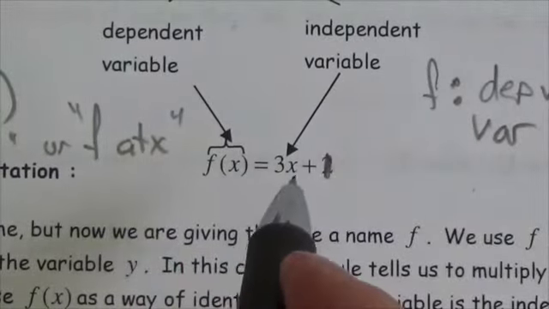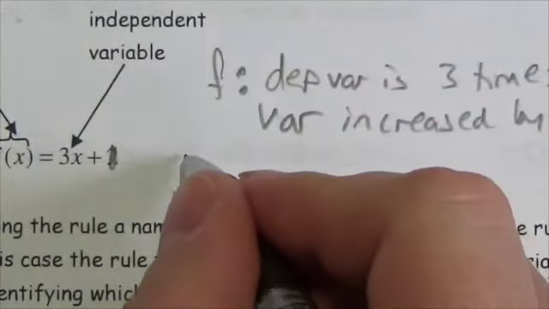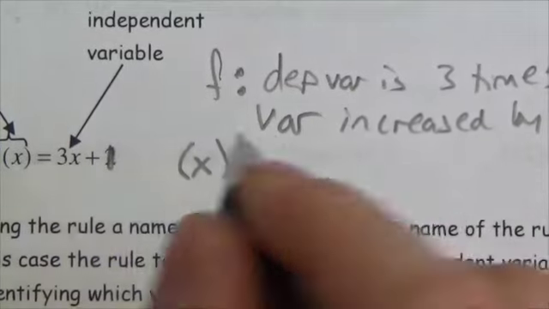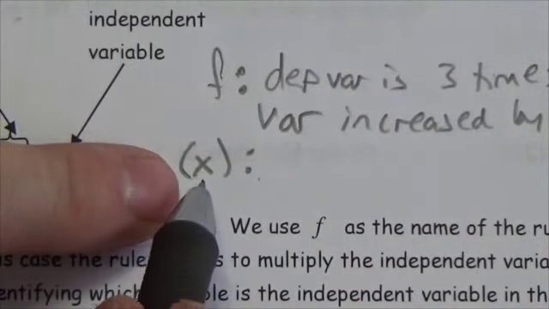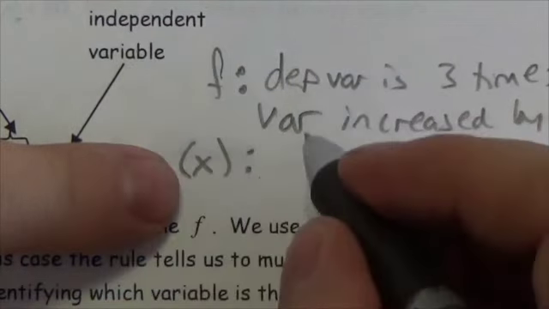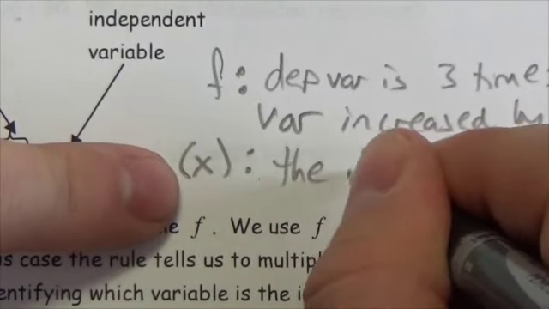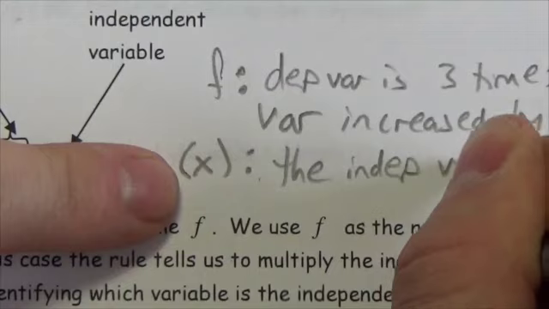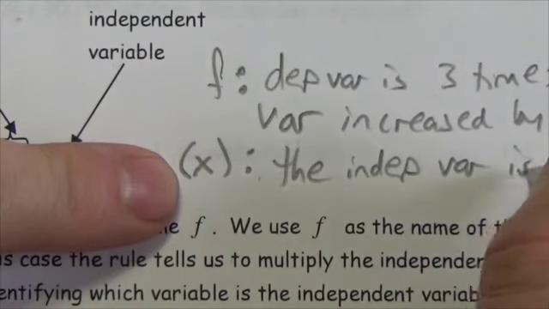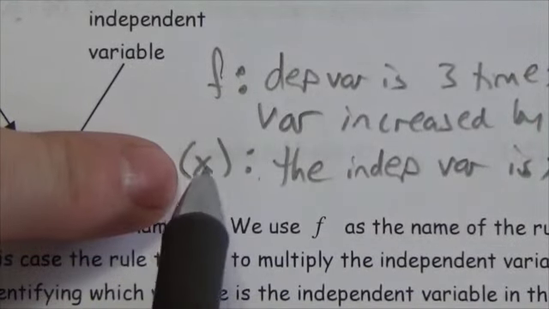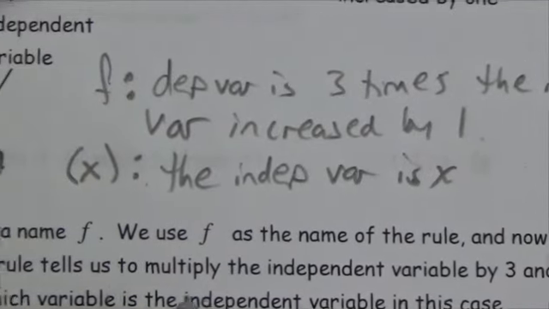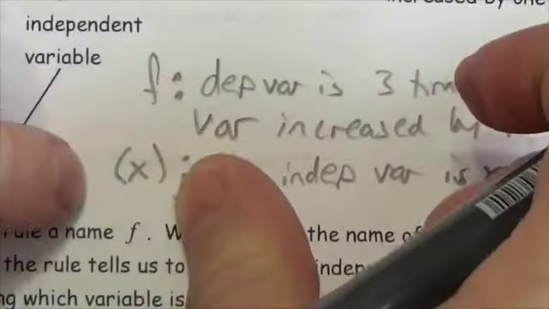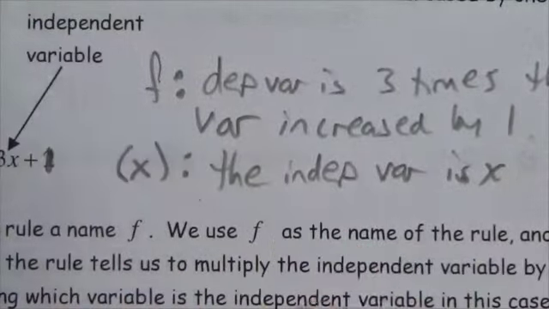Okay, that's what the f means in this notation. Now, the parentheses x. It doesn't really matter what's in the parentheses, okay? Basically, this is saying the independent variable is x. If you had an a in there, then that would mean the independent variable is a, okay? Whatever shows up in parentheses, that is the independent variable.